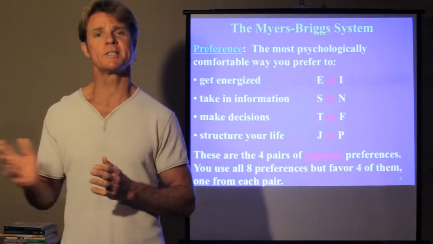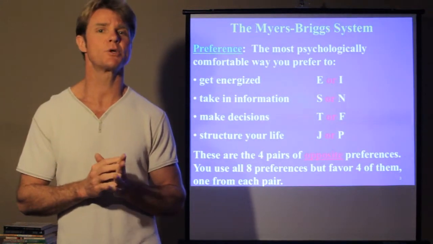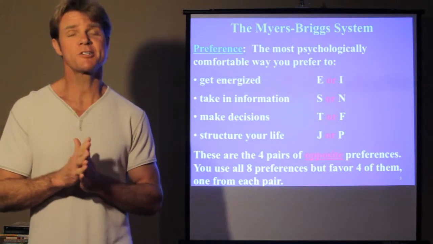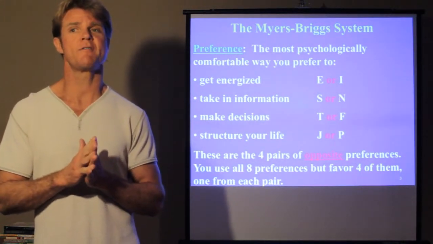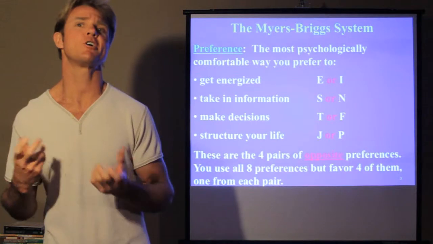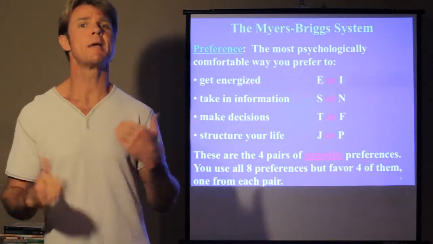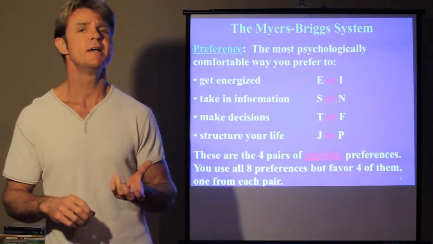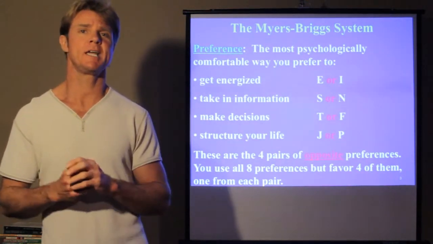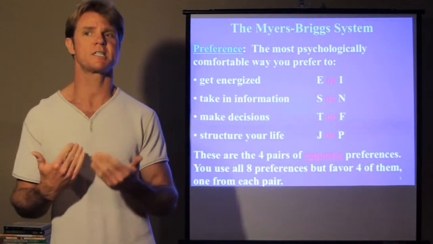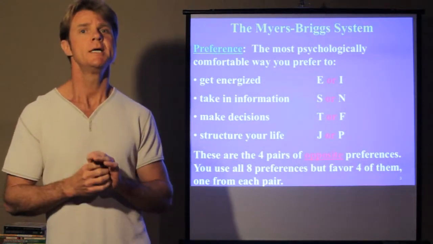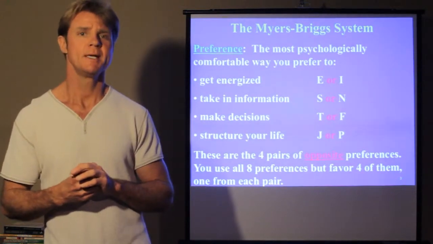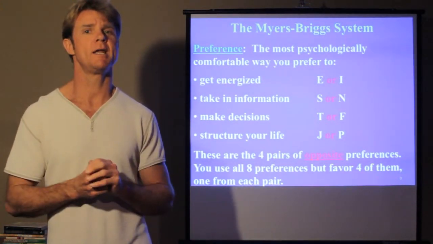The next preference is between sensing and intuition. And this is how we prefer to take in information. Sensors prefer to take in information using their 5 senses. What they can see, hear, taste, touch, and smell is what they believe in. They tend to be very practical, realistic, and sensible. Versus intuitives tend to take in information using their 6th sense, their hunches, their intuition. They tend to be more theoretical, imaginative, and insightful. And so these are very different ways of taking in information.